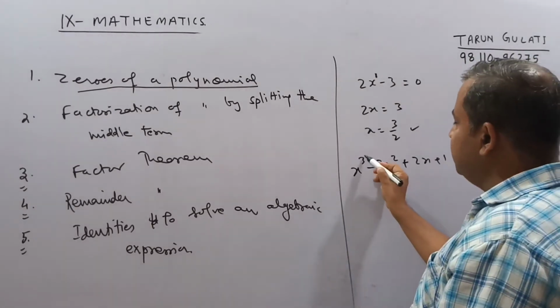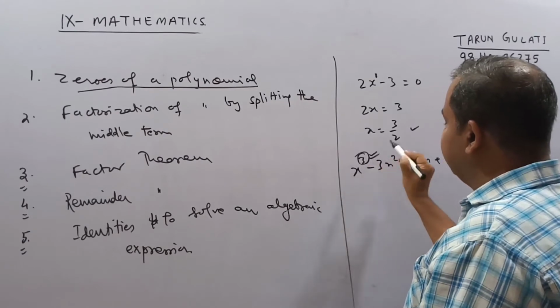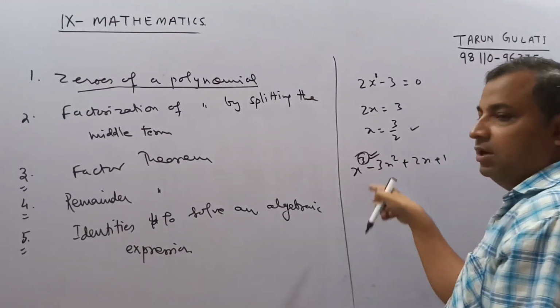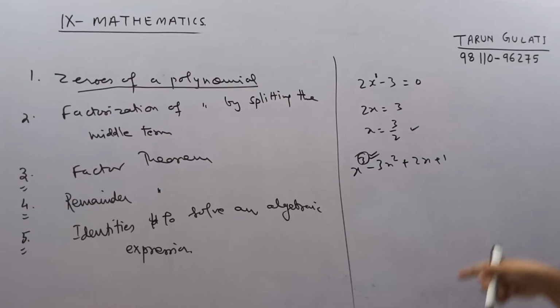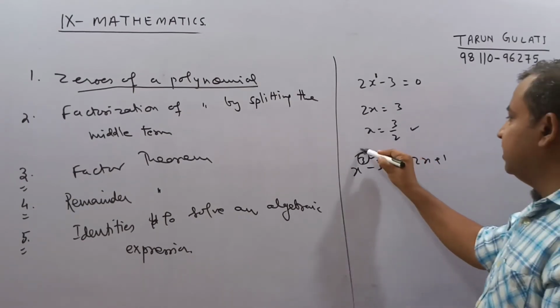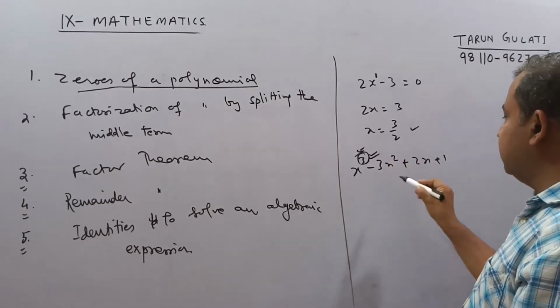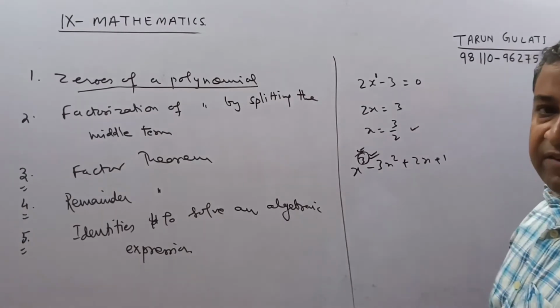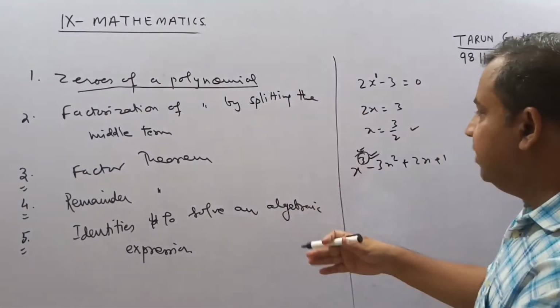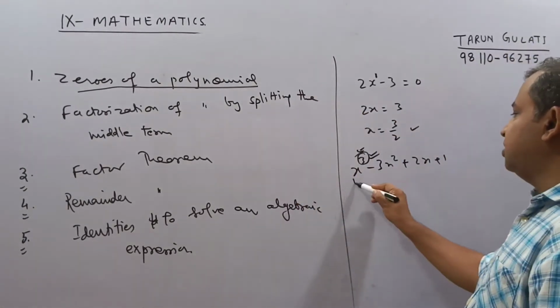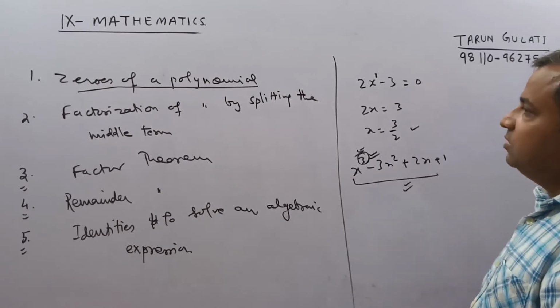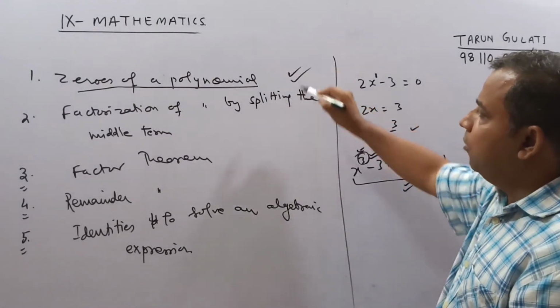So how many zeros does it have? It depends upon its degree. It has 3 factors, so 3 zeros will exist. The degree basically decides the number of values of x in the given polynomial which satisfy the given relationship. Yes, the meaning of the zeros of the polynomial is clear.